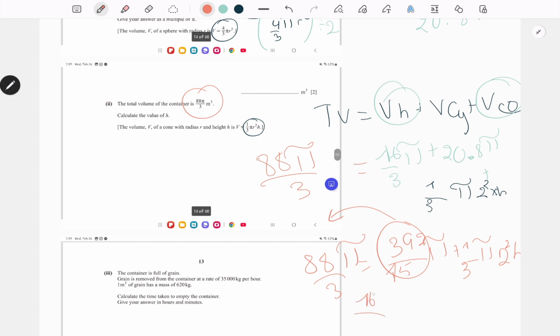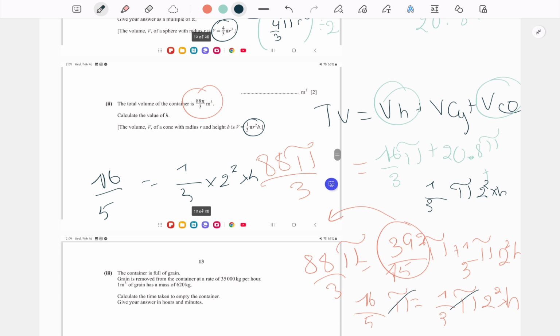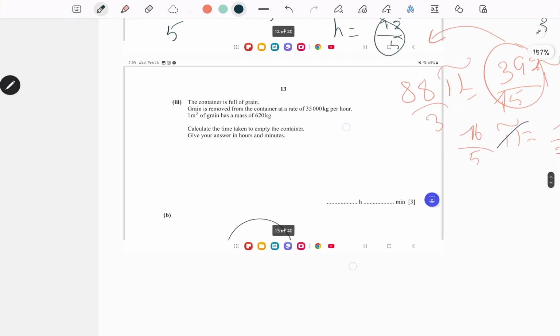So 16/5 pi is equal to 1/3 times pi times 2 squared times the height. Now to find the value of the height, you can first of all cancel pi and pi. You're going to be left with 16/5 is equal to 1/3 times 2 squared times the height. And so to find the value of the height, it becomes 16/5 divided by 1/3 times 2 squared. Okay? And you are going to get the answer of h, the height, to be 12/5. And that's pretty simply how you do it.